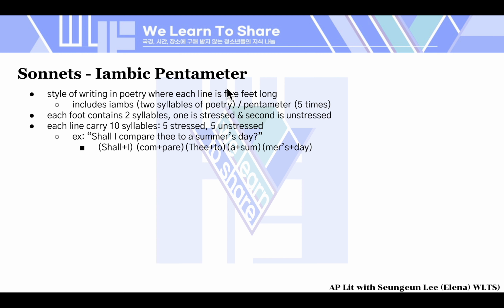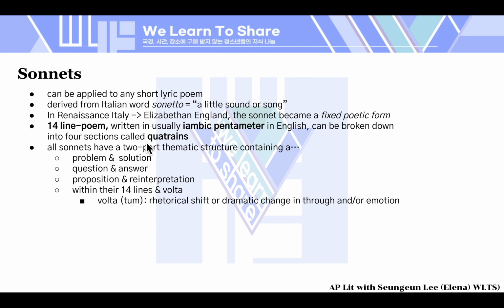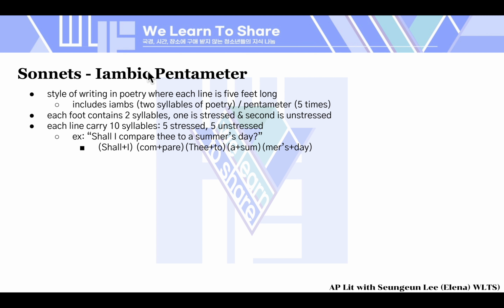And now let's learn about iambic pentameter. So I've told you that sonnets are usually written in iambic pentameter in English. And what we're going to learn is what iambic pentameter is. Iambic pentameter is basically a style of writing in poetry where each line is 5 feet long. If you break this word up, you have iambic, which includes iambs, which are 2 syllables of poetry, and then you have pentameter, penta, which is 5 times.